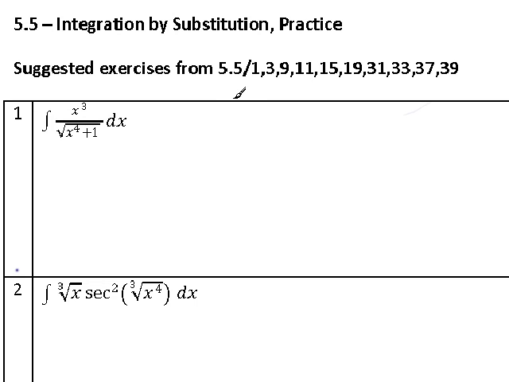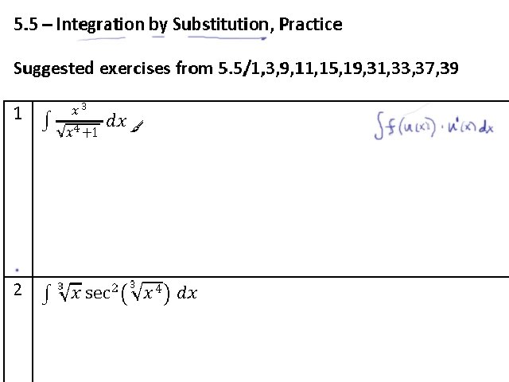In section 5.5, we're going to learn a method of integration called integration by substitution. And initially what we're going to look for is the following type of integral. We're looking for an integrand that's a composite multiplied by the derivative of the inner function. So this is the situation that we're looking for in order to apply this method of integration.